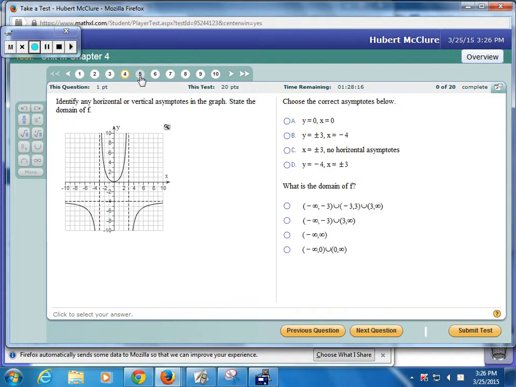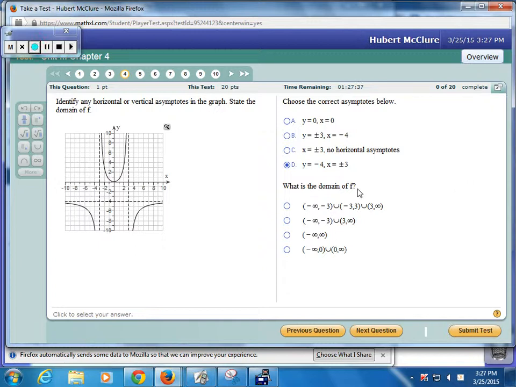Not supposed to bunch them together. All right, identify any horizontal and vertical asymptotes. What are these called? These vertical dashed lines, those are vertical asymptotes. So what are your vertical asymptotes? -3 and what? +3. Your horizontal asymptote is -4. Okay, choose the correct asymptotes below. y is equal to -4 and x is equal to +3. So D.